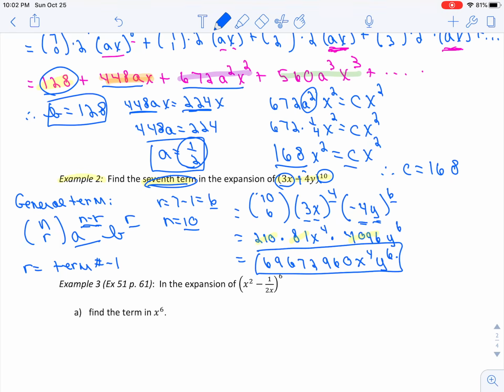Now notice that we didn't have to expand the whole thing out and find all 11 terms of this expansion. We only wanted the 7th term, so that's why we're just using that general term formula.